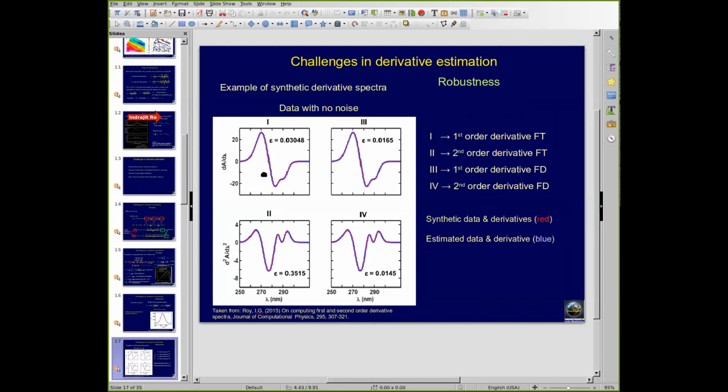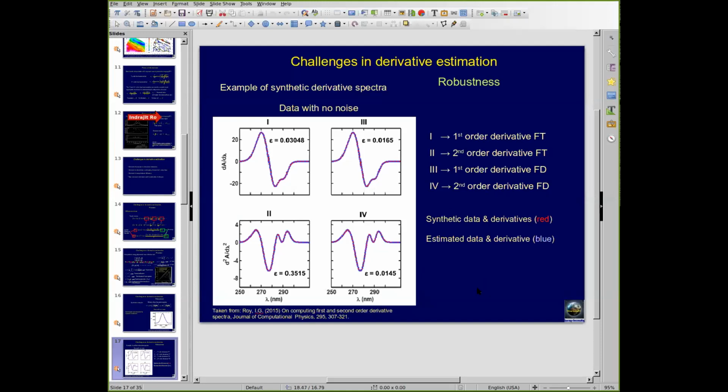This one is a first order derivative, which has been computed with a finite difference, and another is with a Fourier transform method. So this is a first order, this is a second order. First order and second order derivatives with the finite difference, and first order and second order derivatives with the Fourier transform method, or Fourier spectral method.